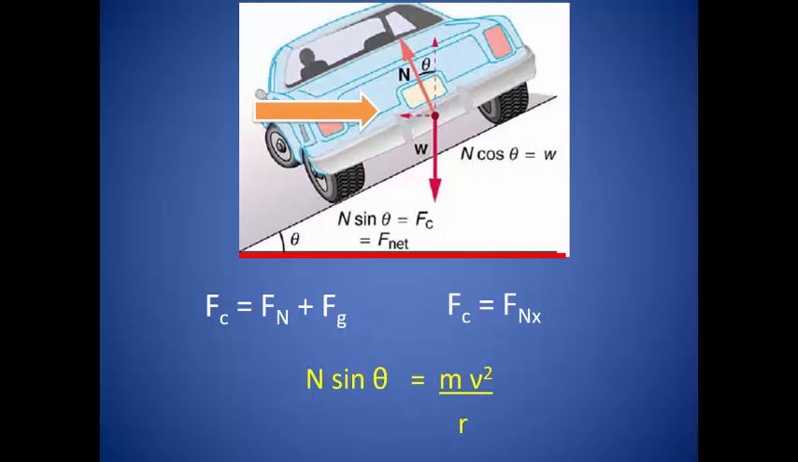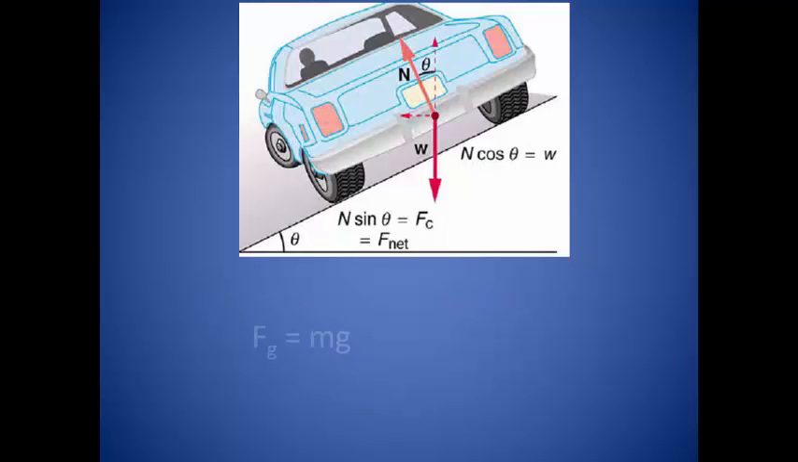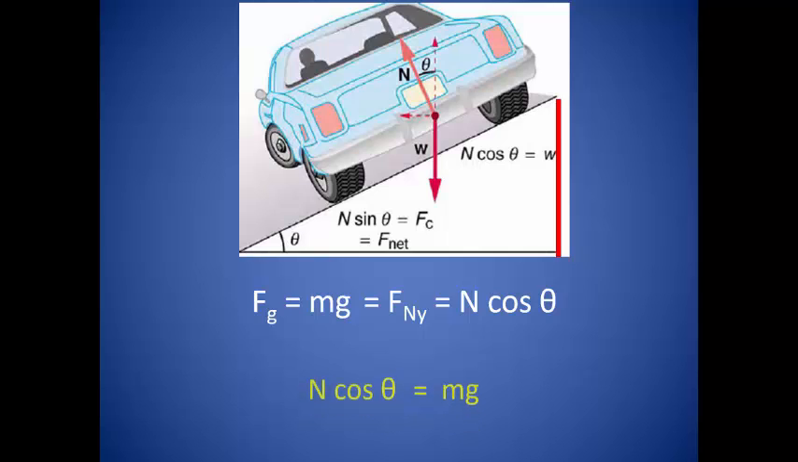Something else to keep in mind is that if the car does not leave the ground, then the vertical forces must be equal and opposite. The only force acting to pull the car down is the weight. This must be counteracted by the vertical component of the normal force, which is found using the cosine of angle theta. This gives us an expression we can use if we need to incorporate the vertical components into our calculations.